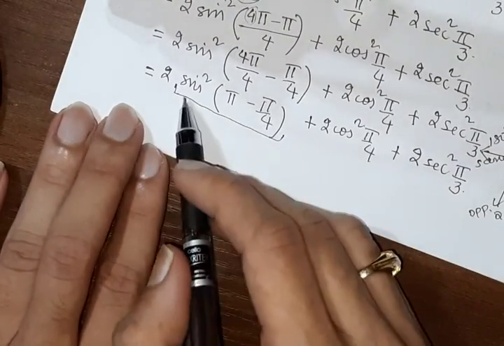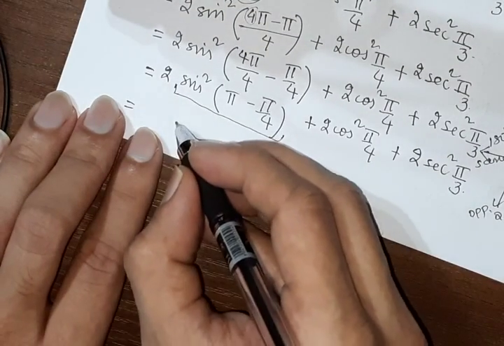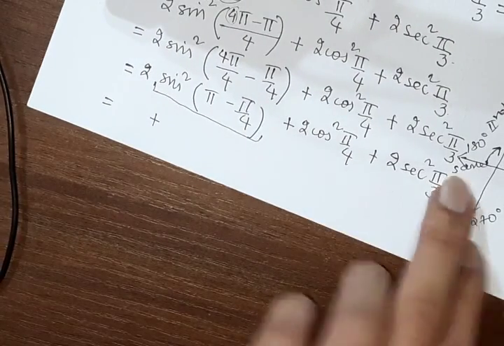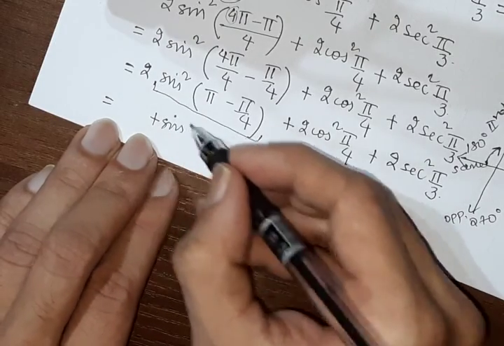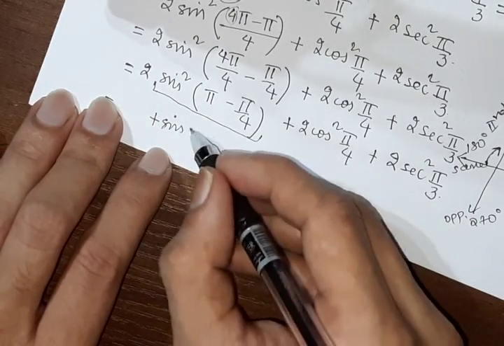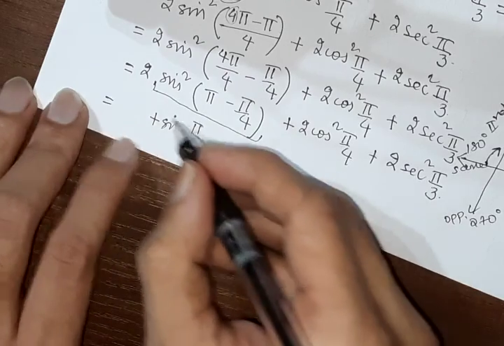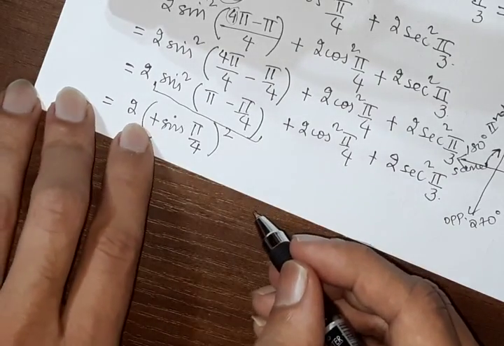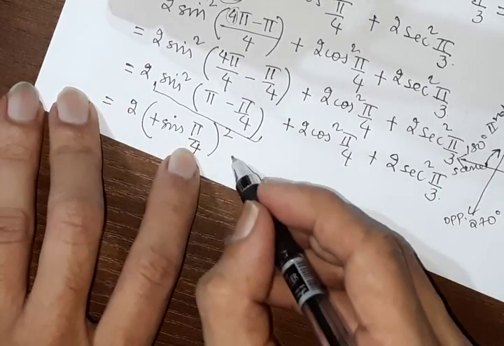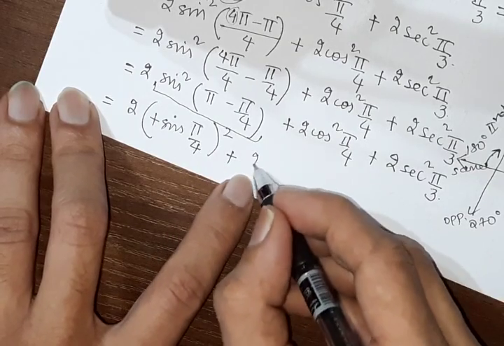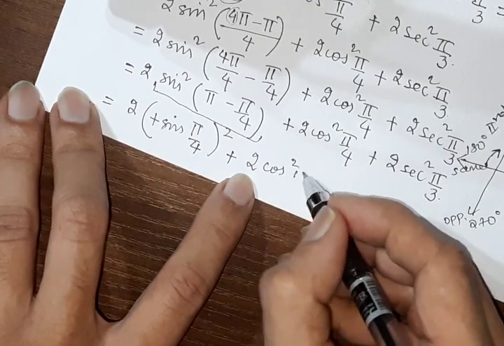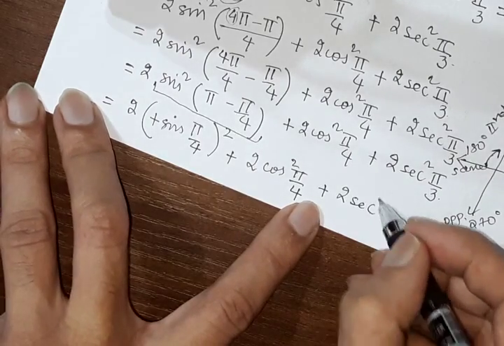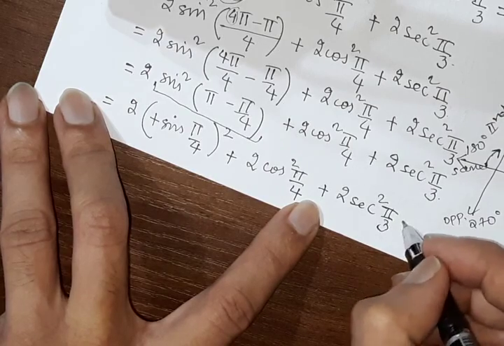180 minus, okay, in the clockwise direction, so in the second quadrant, okay. Now in the second quadrant you know that sine is positive, so plus, and the ratio will remain the same, okay. So sine, right, and theta without the sign, so that is pi by 4, the whole square, right, and this is 2, so 2 times plus sine square pi by 4, okay, plus what you will get is 2 cos square pi by 4 plus 2 sec square pi by 3, okay.